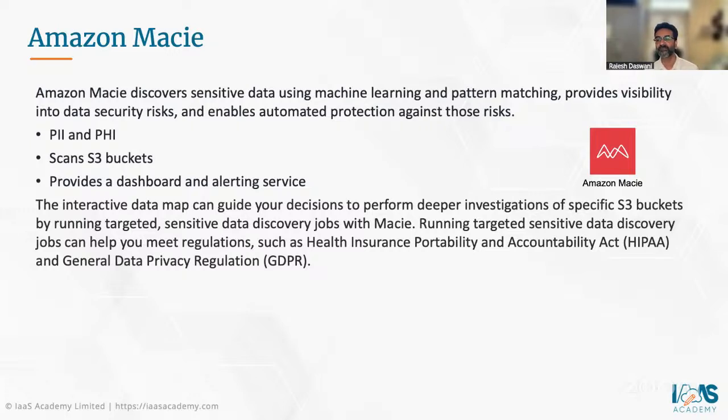So it will run targeted sensitive data discovery jobs to help you meet regulatory requirements like HIPAA compliance or GDPR against data held in S3. Any data held in S3 that may have personally identifiable information, social security numbers, NI numbers, or driver's licenses, all of those things that can personally identify a person, can be detected by Amazon Macie. And then you can create a dashboard or alerting mechanism to alert you of how that data is being manipulated or used or moved around your S3 buckets.